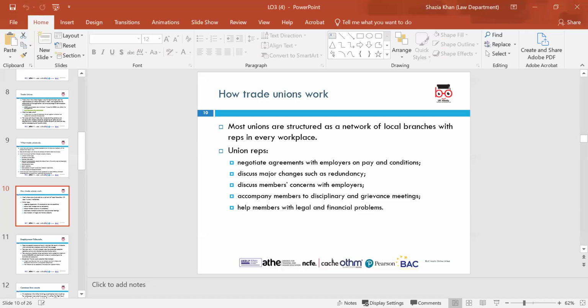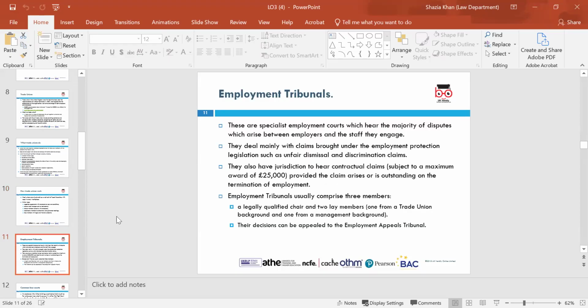Trade union activities could include voting in ballots on industrial action, voting in union elections, and meeting to discuss urgent matters or attending annual conferences. So there's a need for being part of a trade union because it gives you protection.